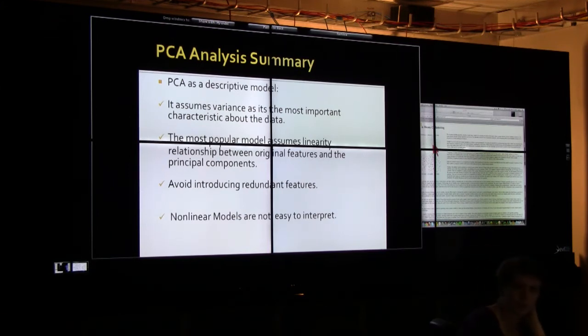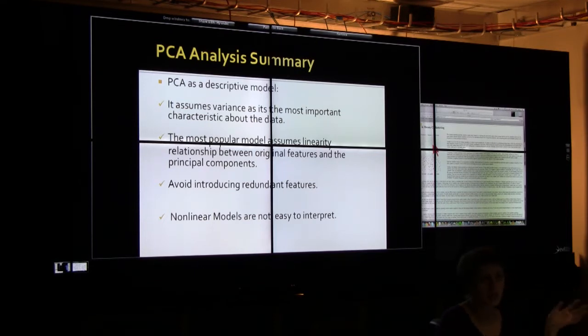Last time we stopped at discussing the tree-based model, and I'm just going to summarize a little bit what we talked about: PCA and the tree models. As Tanya mentioned, PCA is an example of a descriptive model, and the main assumption that it makes is that the variance is its most important characteristic about the data, and it tries to maximize the variance in data.